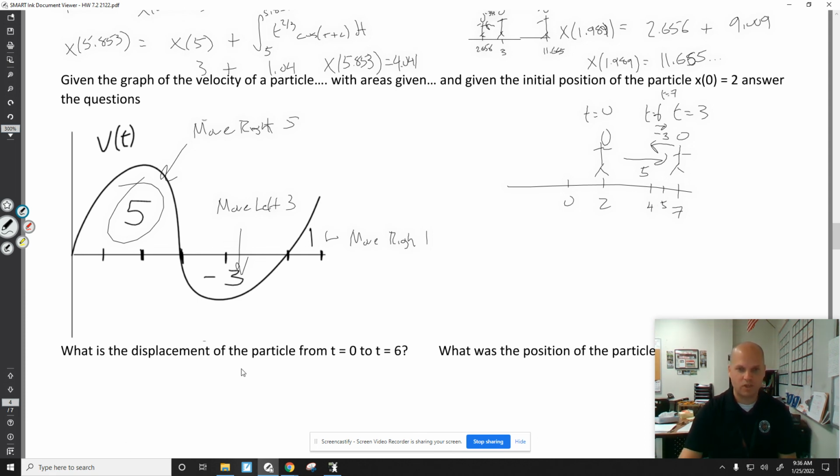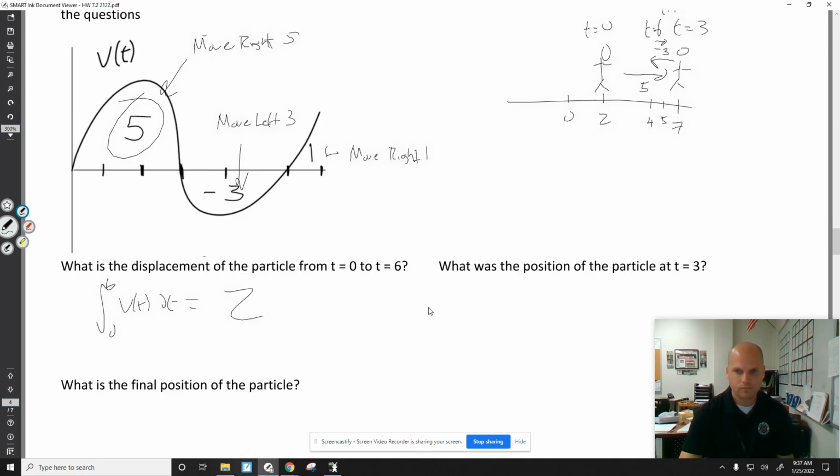What's the displacement from 0 to 6? Right 5, left 3, right 1. It's just the accumulation of my velocity from 0 to 6. Oh, sorry. 1, 2, 3, 4, 5, 6. Right 5, left 3. 2. That's my displacement. I've displaced 2 from 2 to 4.